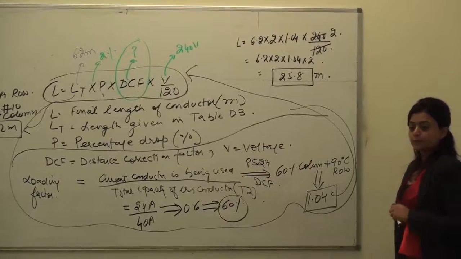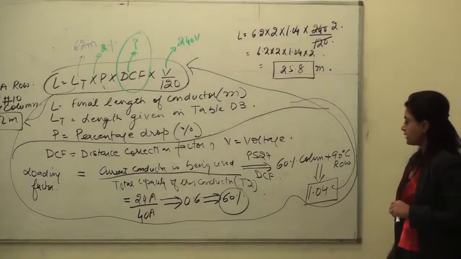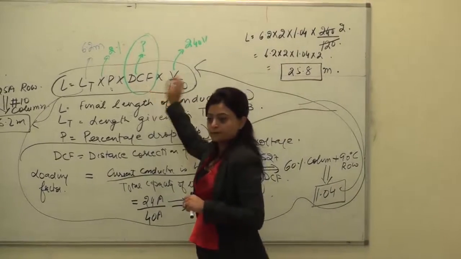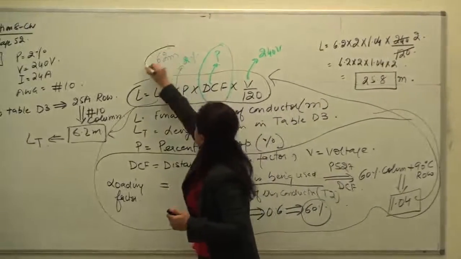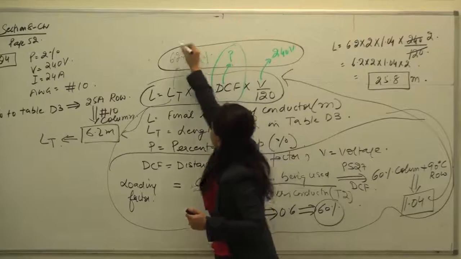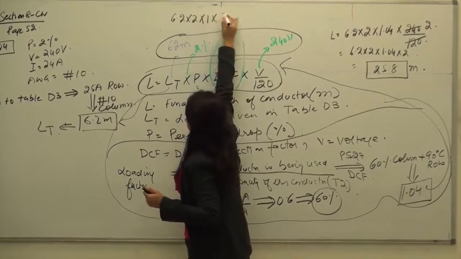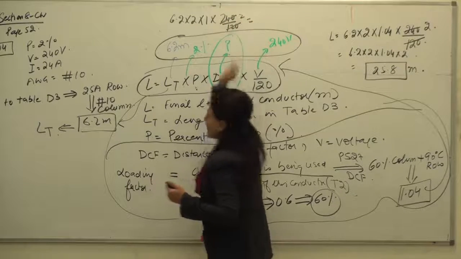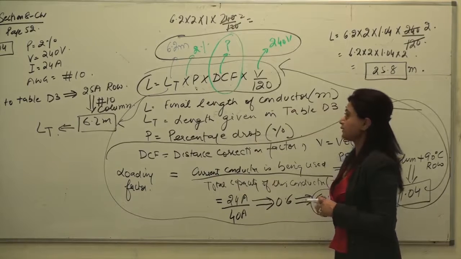From your exam standpoint, it's not the wrong method, but another technique you could use is to just use DCF being 1. You don't have to do the whole math. Just multiply all the numbers. So 6.2 times 2, just assume DCF being 1, 240 divided by 120. Now I would like Jaswinder to multiply all the numbers and give me my answer here.